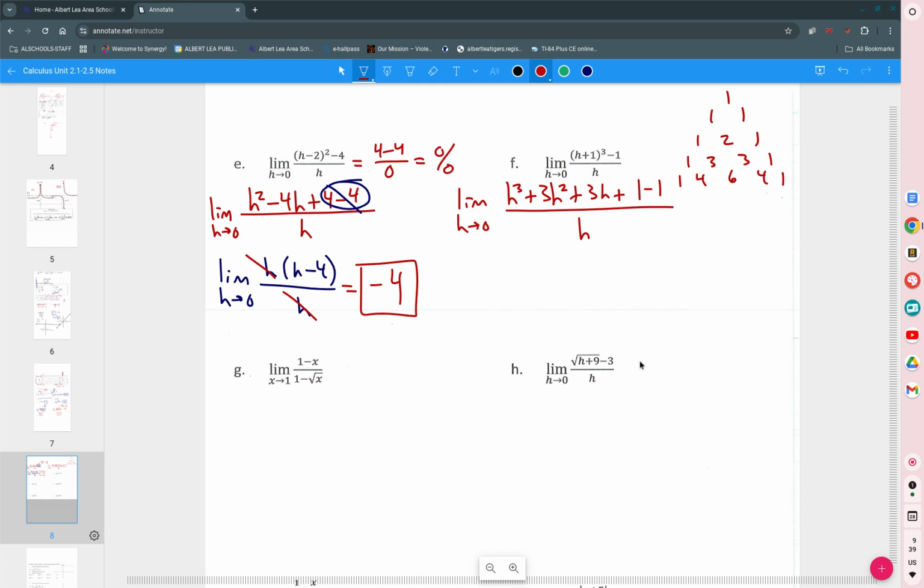What do you notice? Yeah, the 1's reduce. At this point, you can take out an h times h squared plus 3h plus 3, all divided by h. If you plug in the 0, you get 3. Notice how things that have an h, when you plug in the 0, they just disappear, don't they?